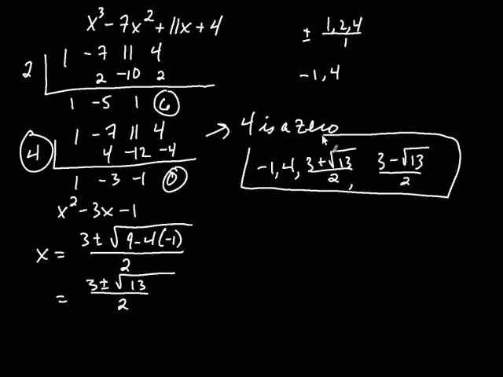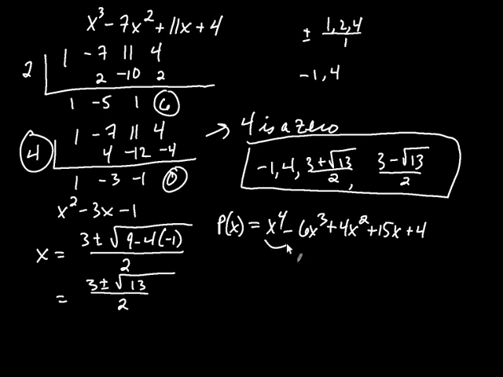These are our 4 zeros. And notice that we had 2 rational zeros and 2 irrational zeros. Now, notice that, and maybe I should have done this in the very beginning, that the original polynomial was this, which was, what was it again? I think it was x to the 4th minus 6x cubed plus 4x squared plus 15x plus 4. Notice that we have, according to Descartes' rule of signs, one sign change from positive to negative, and we have a second one. So because you have 2 sign changes, that means you have 2 or 0 positive zeros.